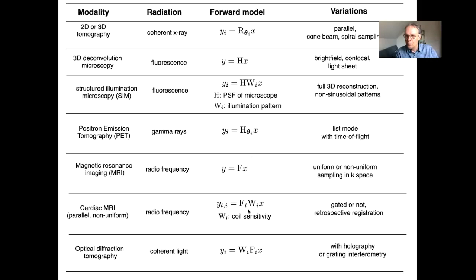But the Fouriers would be, of course, in the spatial domain. Optical diffraction tomography. This is interesting because optical diffraction tomography is a purely optical modality. Now, if you compare with MRI, it's almost the same. It's just we put the Fourier first and the windowing after, while here we put the windowing first and the Fourier after.